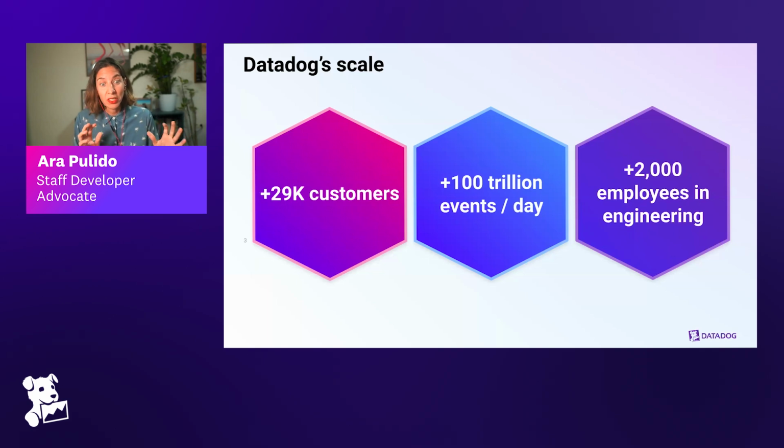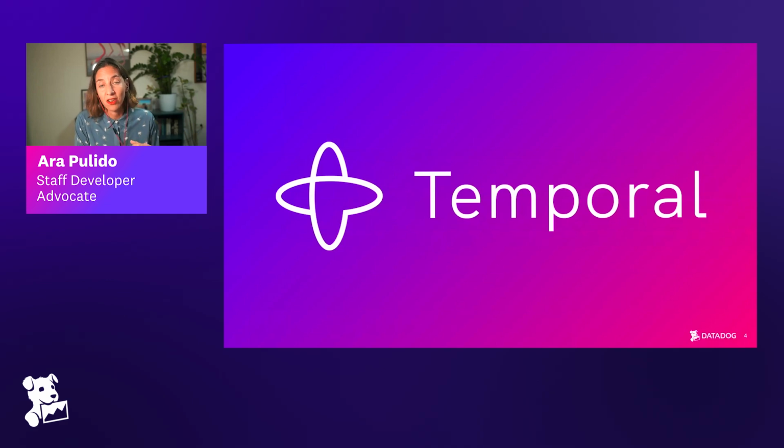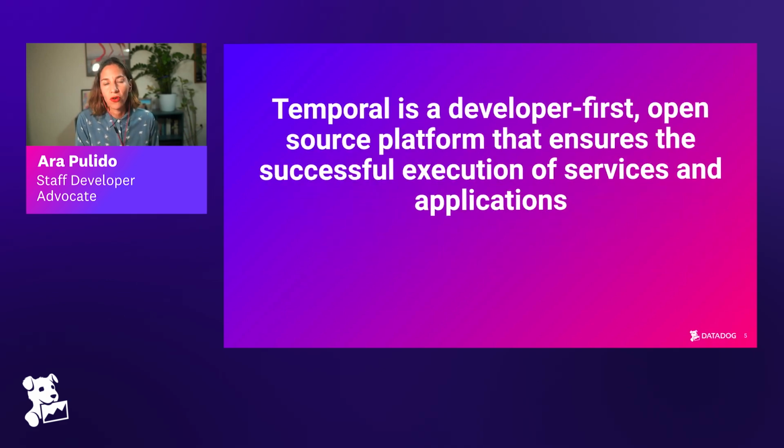And today we're going to be talking about a key technology that we use at Datadog, which is Temporal. Temporal is an open source project. You can visit their site at temporal.io. And once you visit their site, at least it was for me, it was a little bit difficult to find a good definition of what it is and why you would use Temporal. After a little bit of searching, I found this definition on their learning website that basically says Temporal is a developer-first open source platform that ensures the successful execution of services and applications. That's the definition that I found.